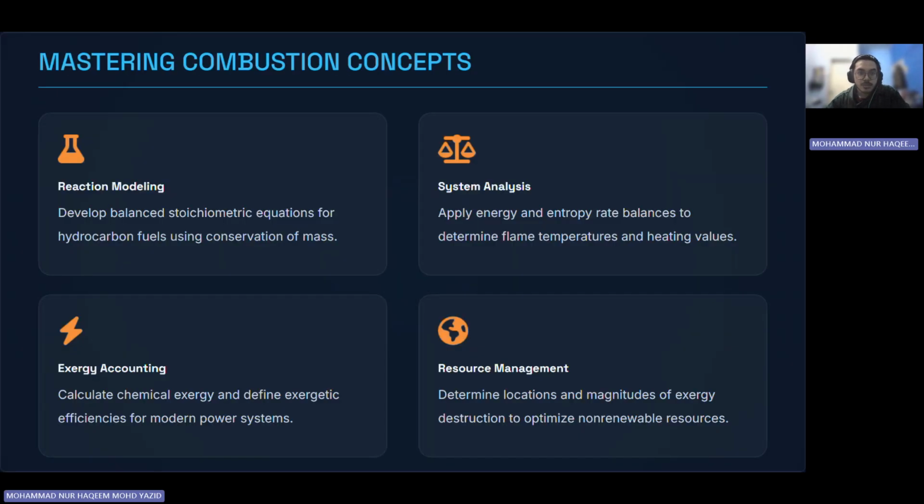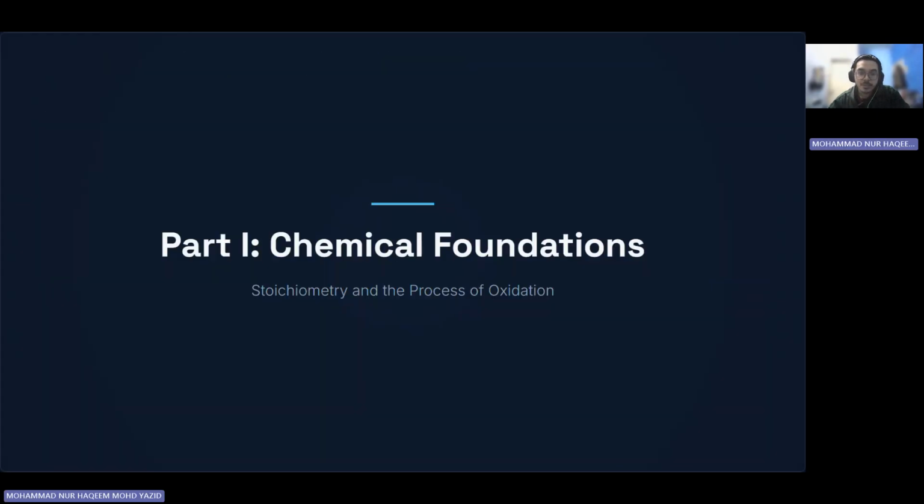First of all, mastering the combustion concepts. First is reaction modeling: develop balanced stoichiometric equations for hydrocarbon fuels using conservation of mass. System analysis: apply energy and entropy rate balances to determine flame temperatures and heating values. Exergy accounting: calculate chemical exergy and define exergetic efficiency for modern power systems. Resource management: determine the location and magnitudes of exergy destruction to renewable sources. So the first part, the chemical foundations.